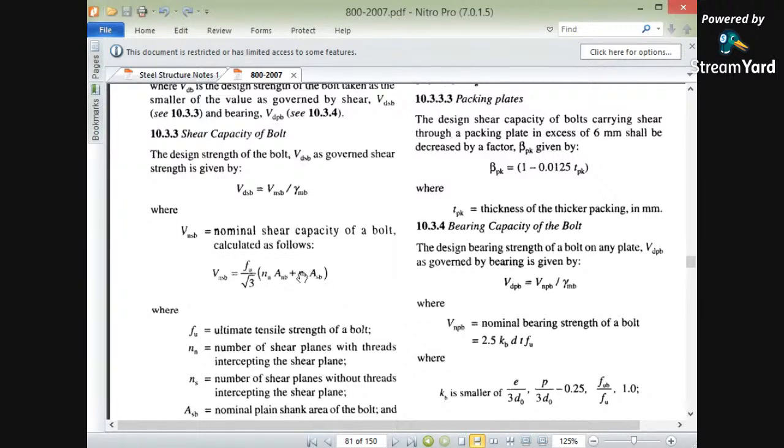With the help of this formula, we will first find out the shear strength, the shear capacity of bolts. Then we have to find out the bearing capacity of bolt.